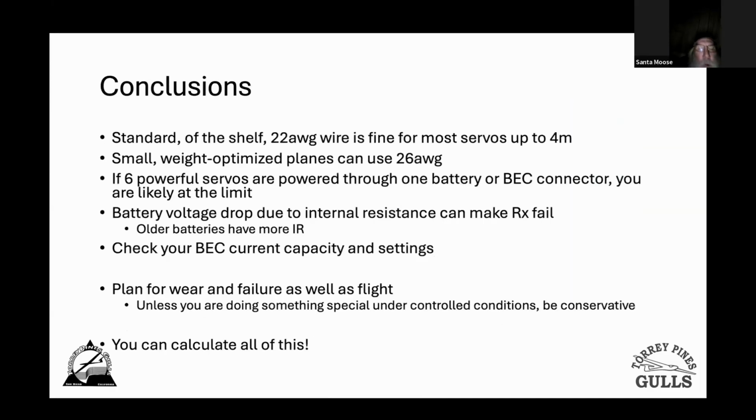Sure. Okay, so conclusions. Well, I've made a lot of them as I go. In our conversation on Discord that got all this started, if you just do what everybody else is doing, you're fine. 22 gauge off the shelf, what the manufacturer sells you, is going to work. Small planes, 26 gauge is going to work.